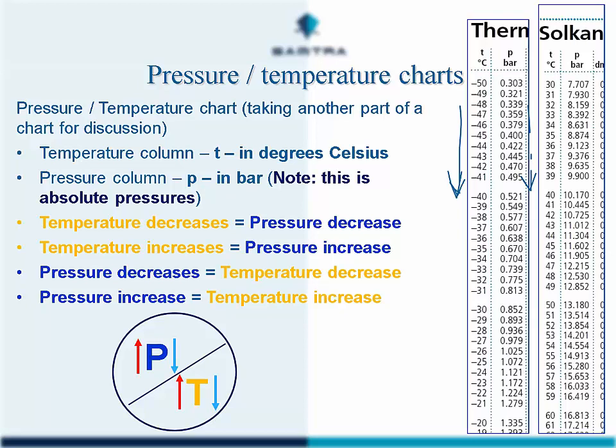So looking down here, we can now see that a pressure change will cause a temperature change, and a temperature change will cause a pressure change in a closed system. So if the pressure goes up, the temperature goes up. If the pressure goes down, the temperature goes down. Okay, so it's changing in sympathy. Right, let's look at the next slide.